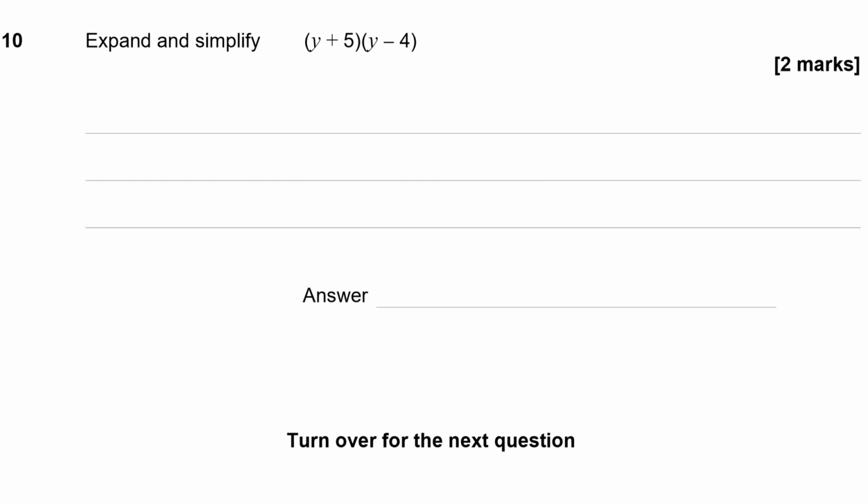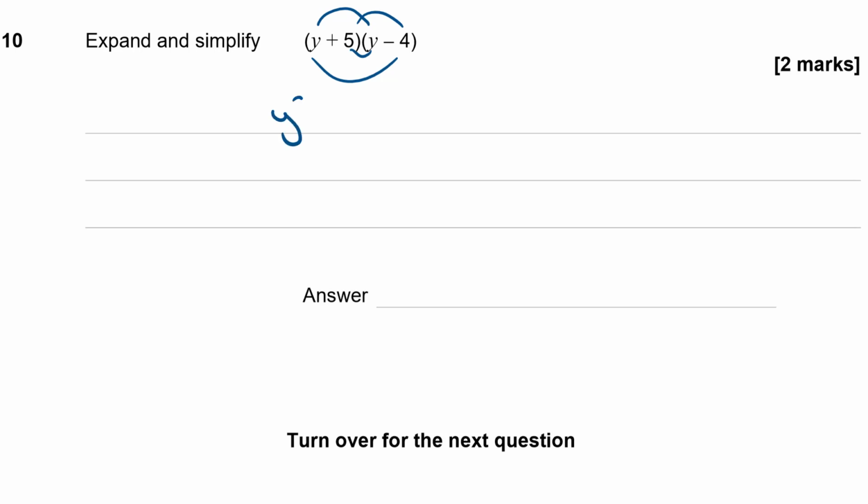Question 10 has us doing a little bit of algebra. I've got a pair of brackets to remove. So I don't know how you remember this. It might be first, outside, inside, last. Might be something like that. Or you might have a smiley face, whatever way. You can work out that you have to multiply everything in the first bracket with everything in the second bracket.